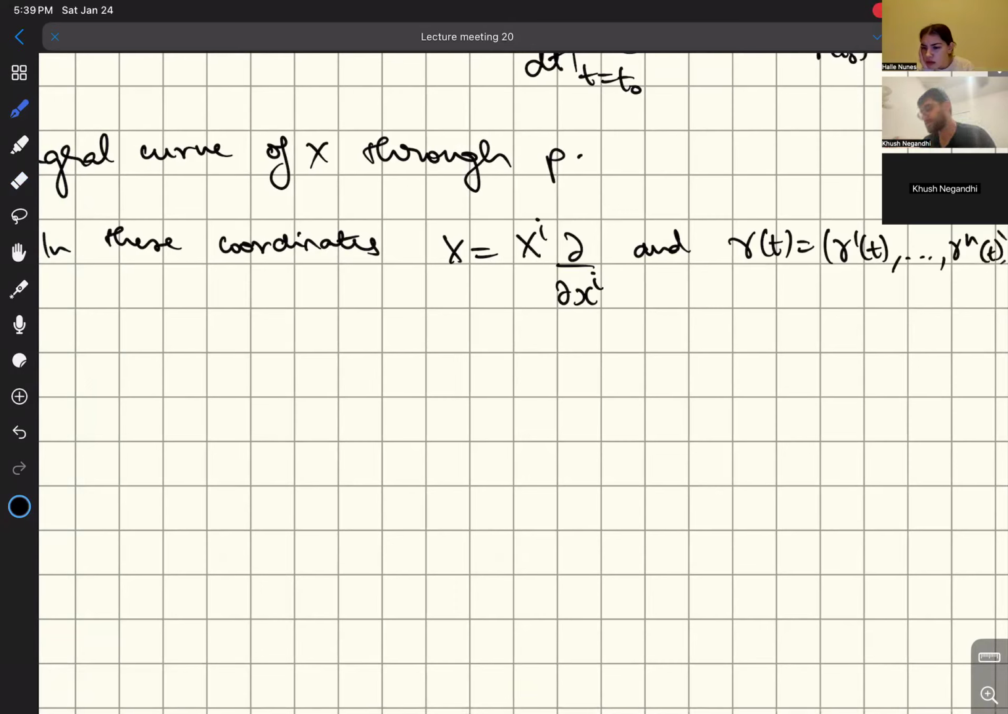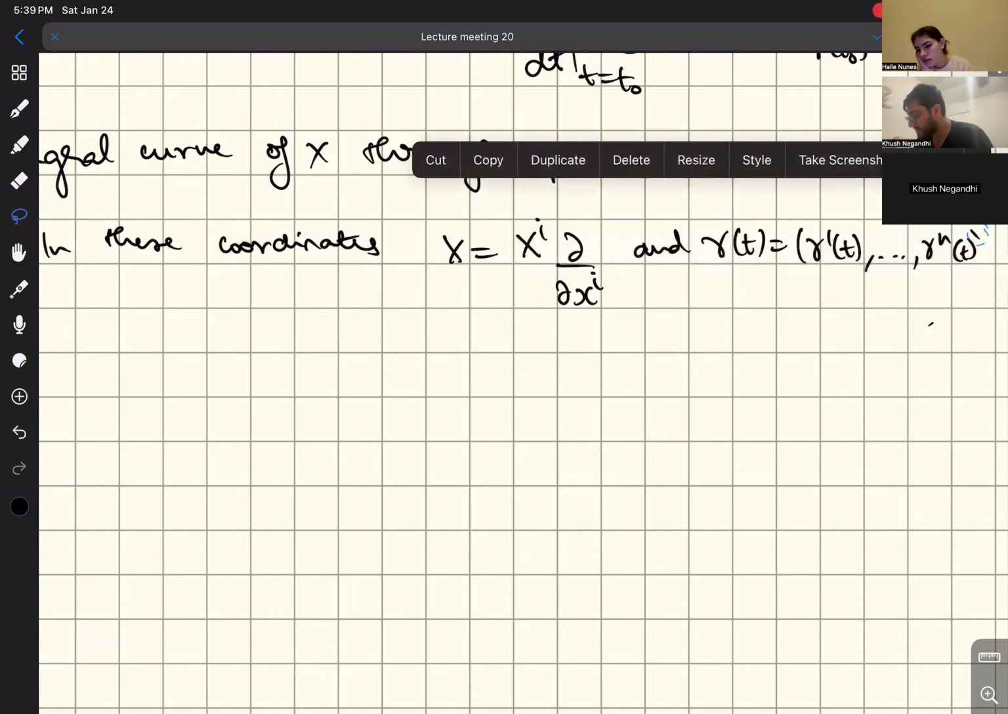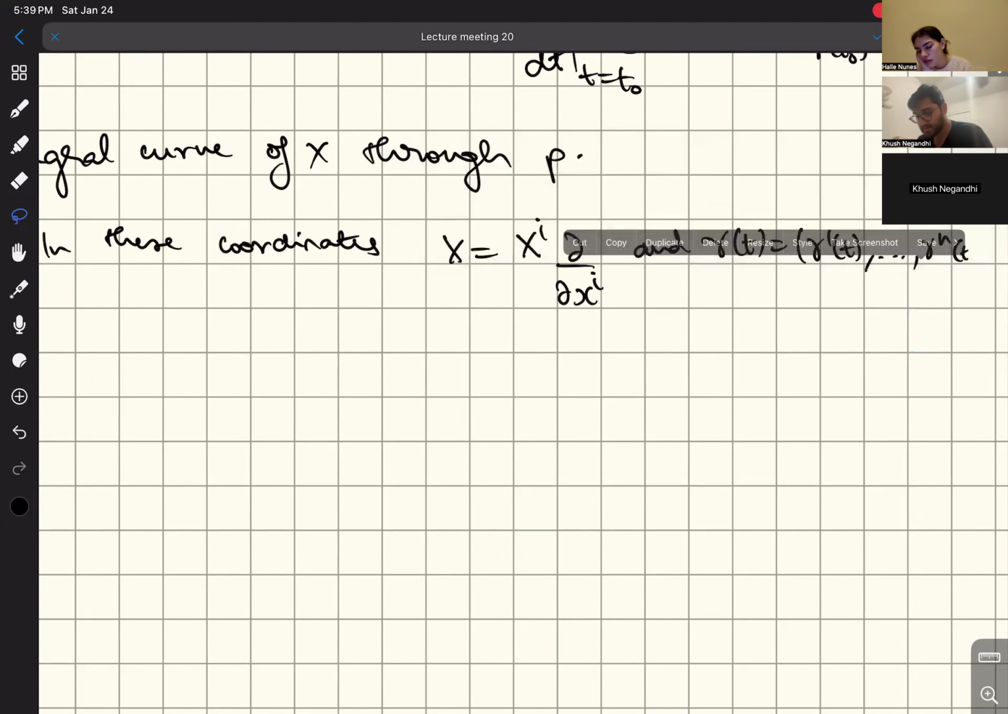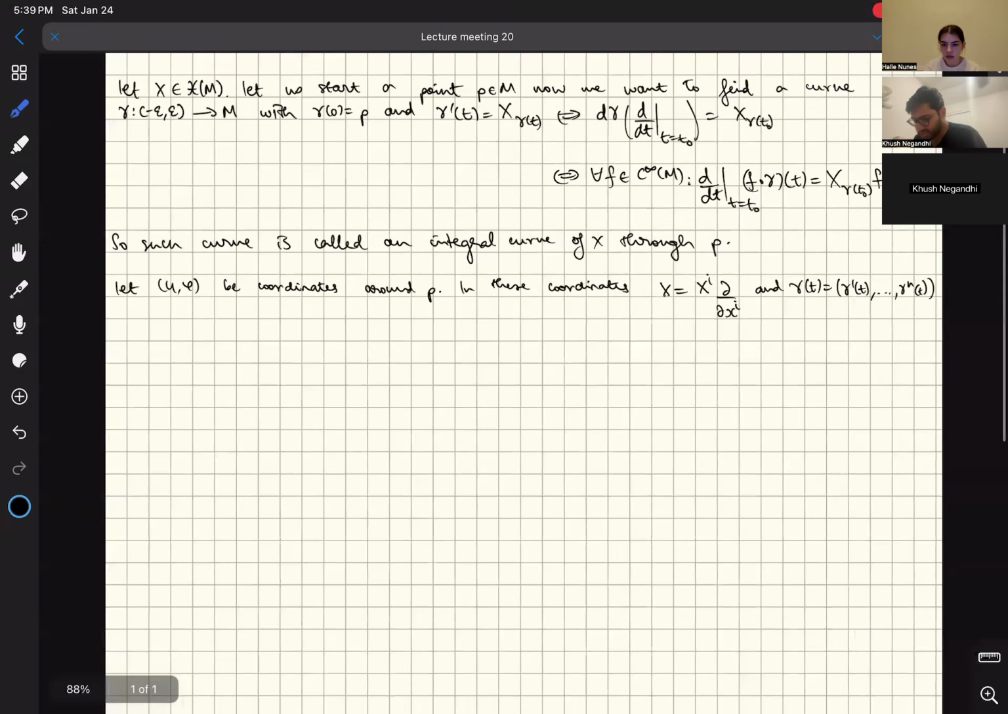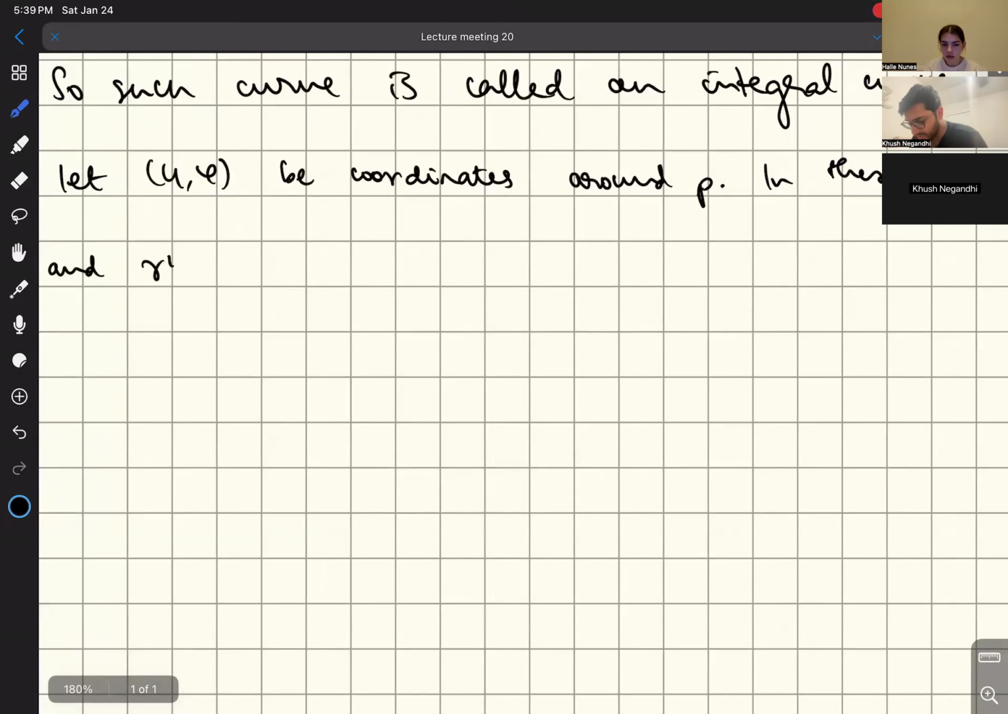Because we're just representing an open set of the manifold by an open set of R^n. And so, instead of working in an arbitrary manifold, we can just come back to R^n and do things that we were comfortable with in R^n. And each of these gamma^i's are functions into R.